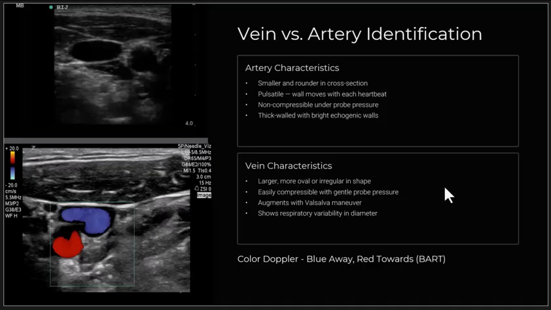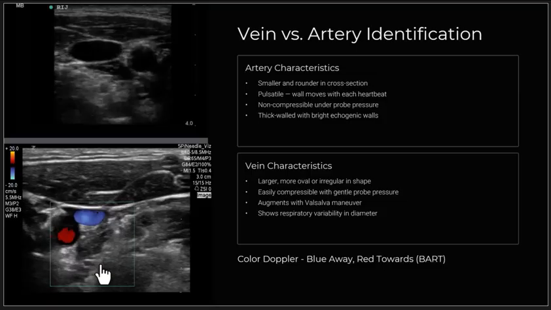And if you watch the vein, it'll show what's called some respiratory variability in size as the patient is breathing in and out. If you were to use color Doppler, as you can see being applied here in the lower left image, blue away, red towards. Color Doppler is going to show you what is coming towards and away from your probe and assign it a color. If flow is moving away from the probe, it is going to be blue, and towards the probe is going to be red.